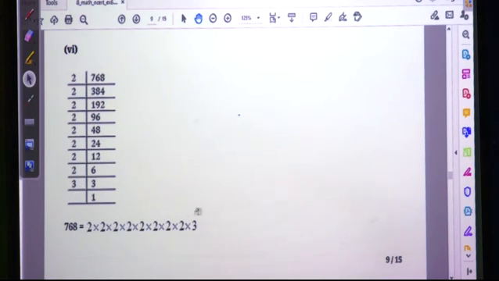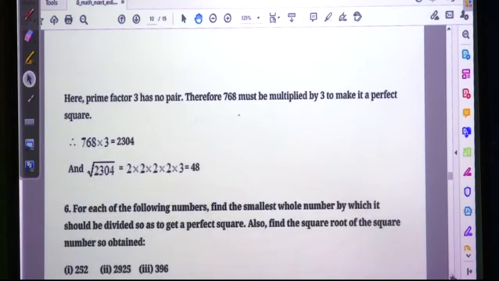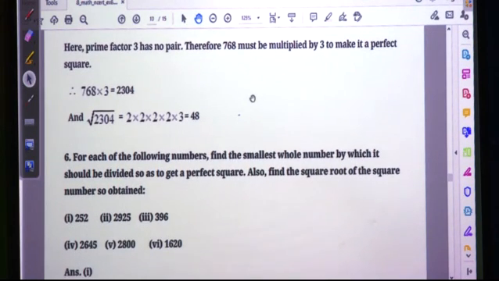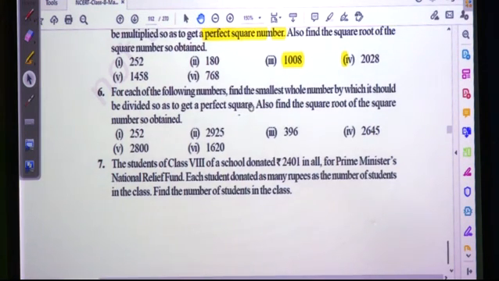and 3 is not in a pair. So, we have to multiply 768 by 3 to make it a perfect square. So, 768 into 3 is equal to 2304. 4 pairs of 2. So, in the square root we are taking 1 2 each and 1 3. So, the square root of 2304 is equal to 48. Let us see the next question, that is question number 6.